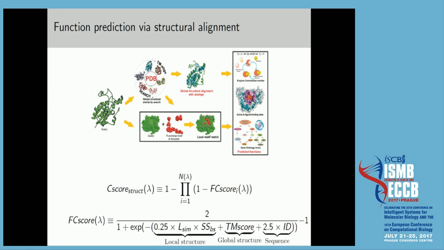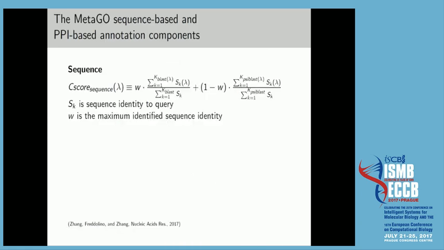Now, as I'll show in a couple slides, this method performs pretty well on its own, but it can't do everything by itself. And in particular, you're going to be completely out of luck if you cannot find any good structural hits for a particular protein. So we've complemented this with a sequence-based model and also a protein-protein interaction model. And so the function we use to calculate our confidence scores for the sequence-based model actually looks stupidly simple, but it turns out to work pretty well.